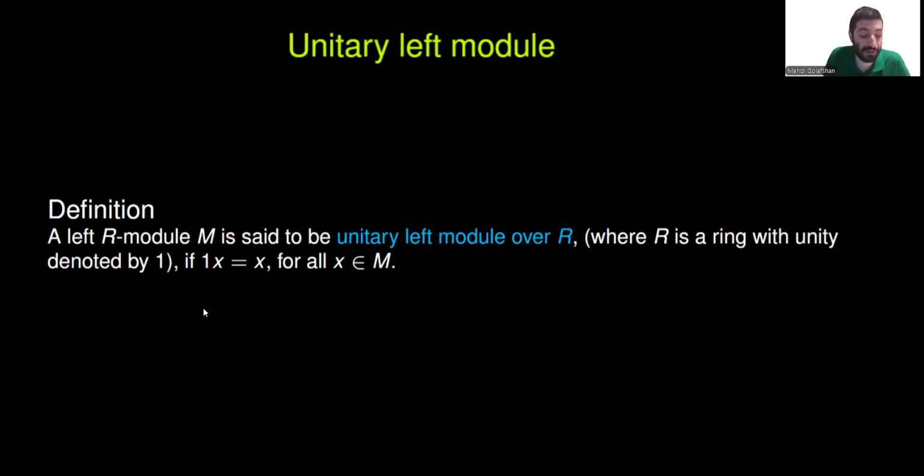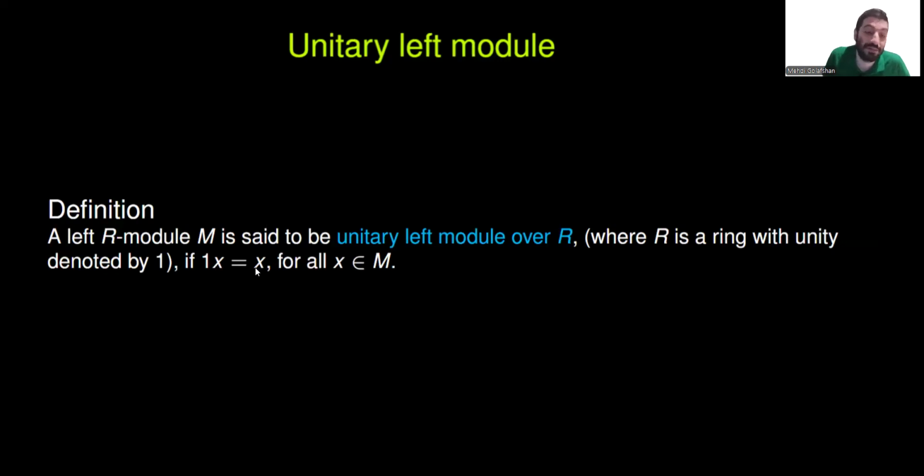A left R module M is said to be a unitary left module over R where R is a ring with unity, denoted by 1, as I told you, if 1 times x, I mean if you multiply 1 by any element of the module, it would be again x. So this is an extra condition: in the scalar multiplication, 1 times x should be equal to x.